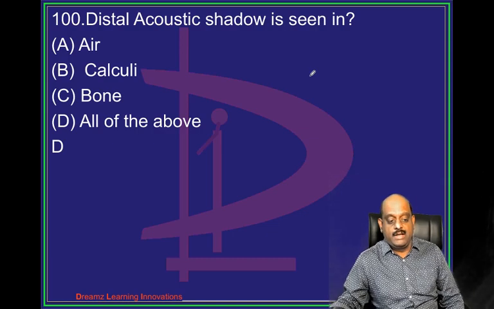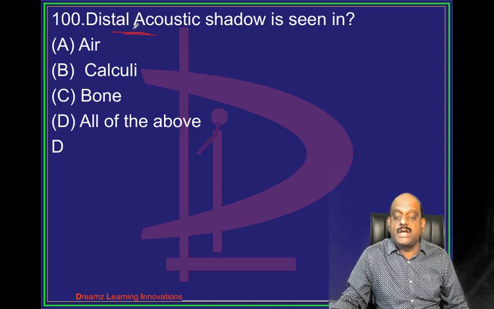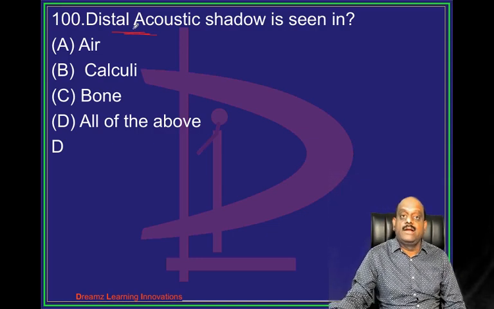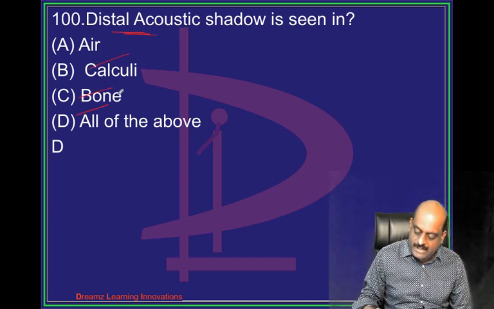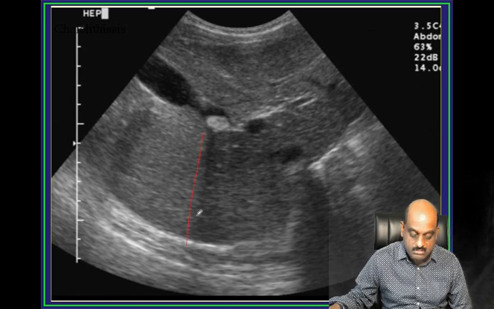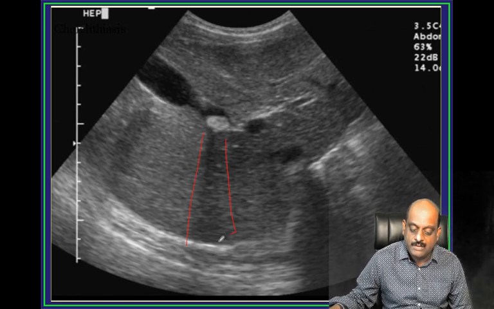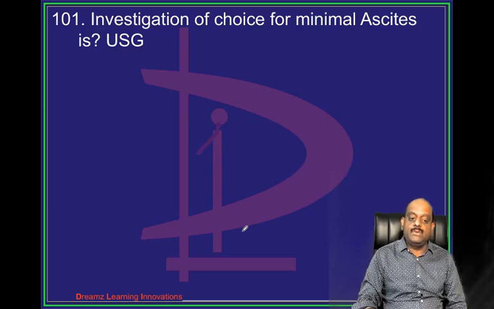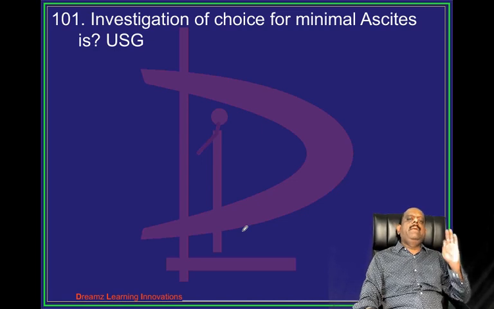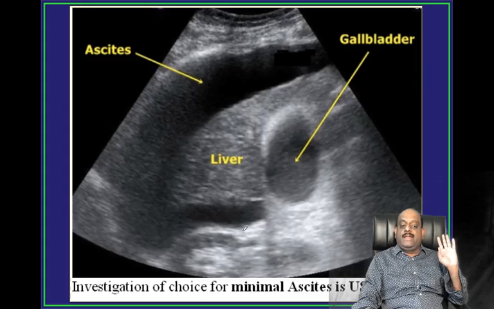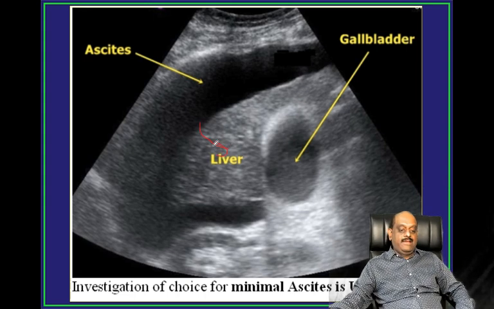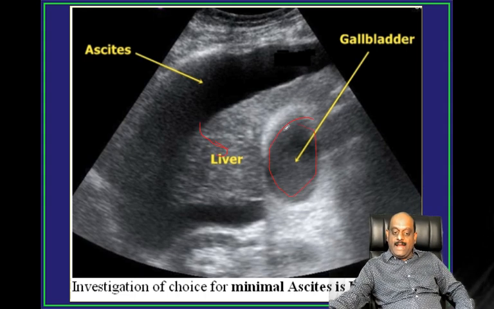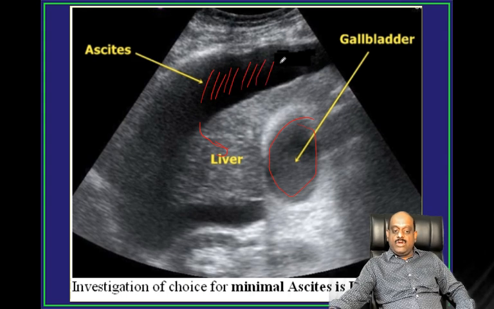Now doctor, distal acoustic shadow, where do we see distal acoustic shadow? Air, calculi, bone, anything can throw a shadow. You are able to see the shadow, right doc? So anything can throw a shadow. To detect minimal ascites, ultrasound is best. So you are able to see liver, gallbladder. What is next to the liver? This is all ascitic fluid.